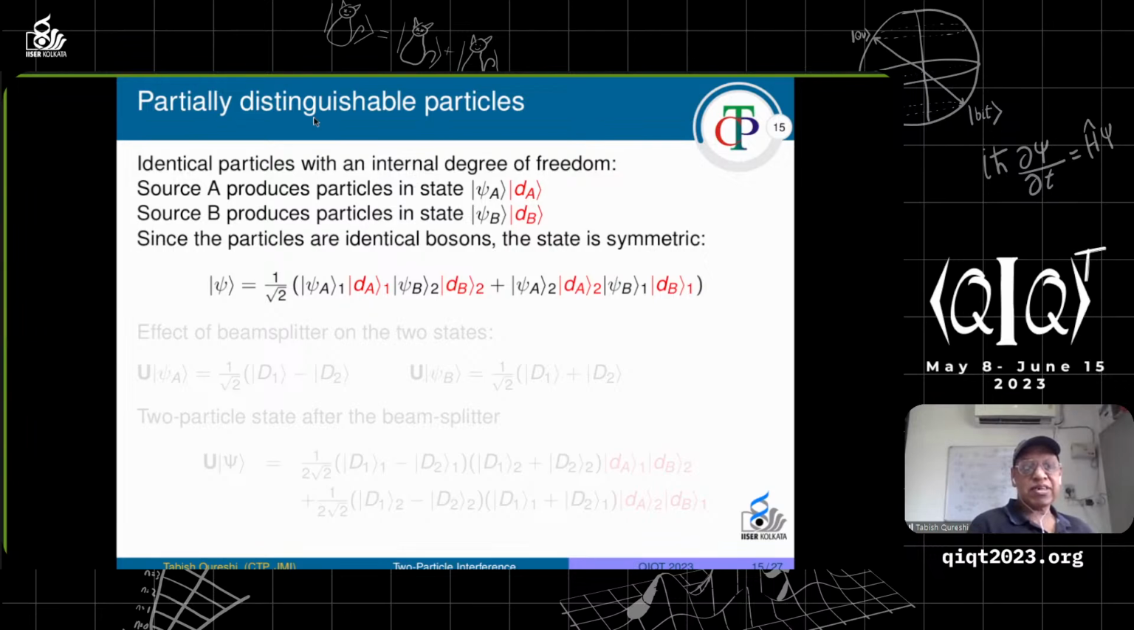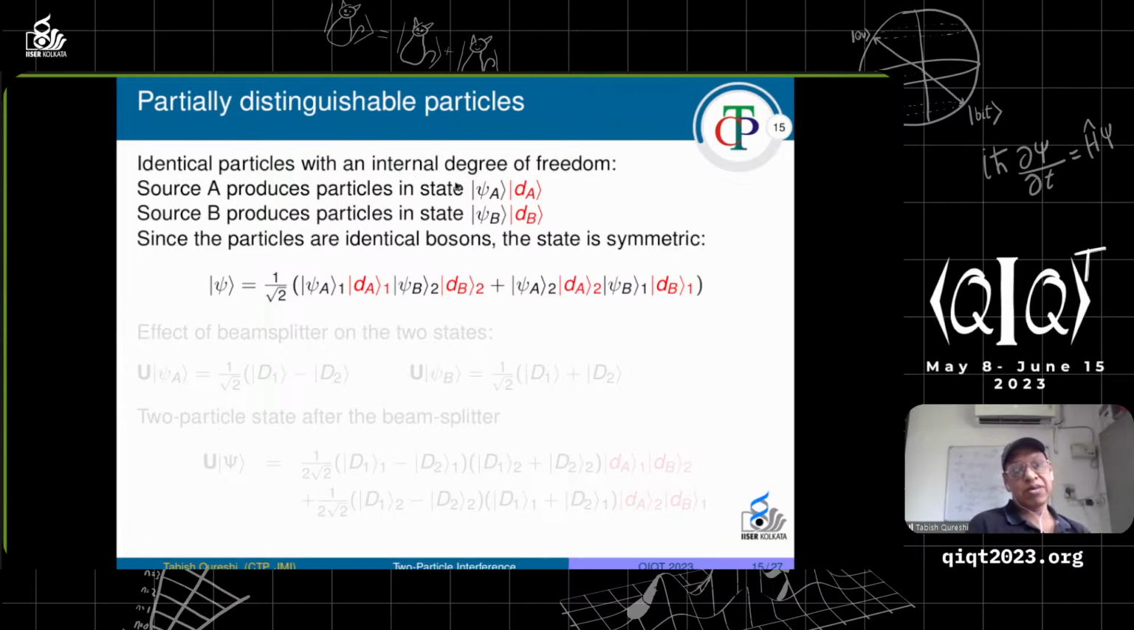So let us consider a general kind of home experiment. It may be done with photons, it may be done with neutrons, but all we assume is that they are identical particles with an internal degree of freedom. For example, if they are photons, you can use the polarization as the internal degree of freedom. If they are neutrons, you can use the spin of the neutron.